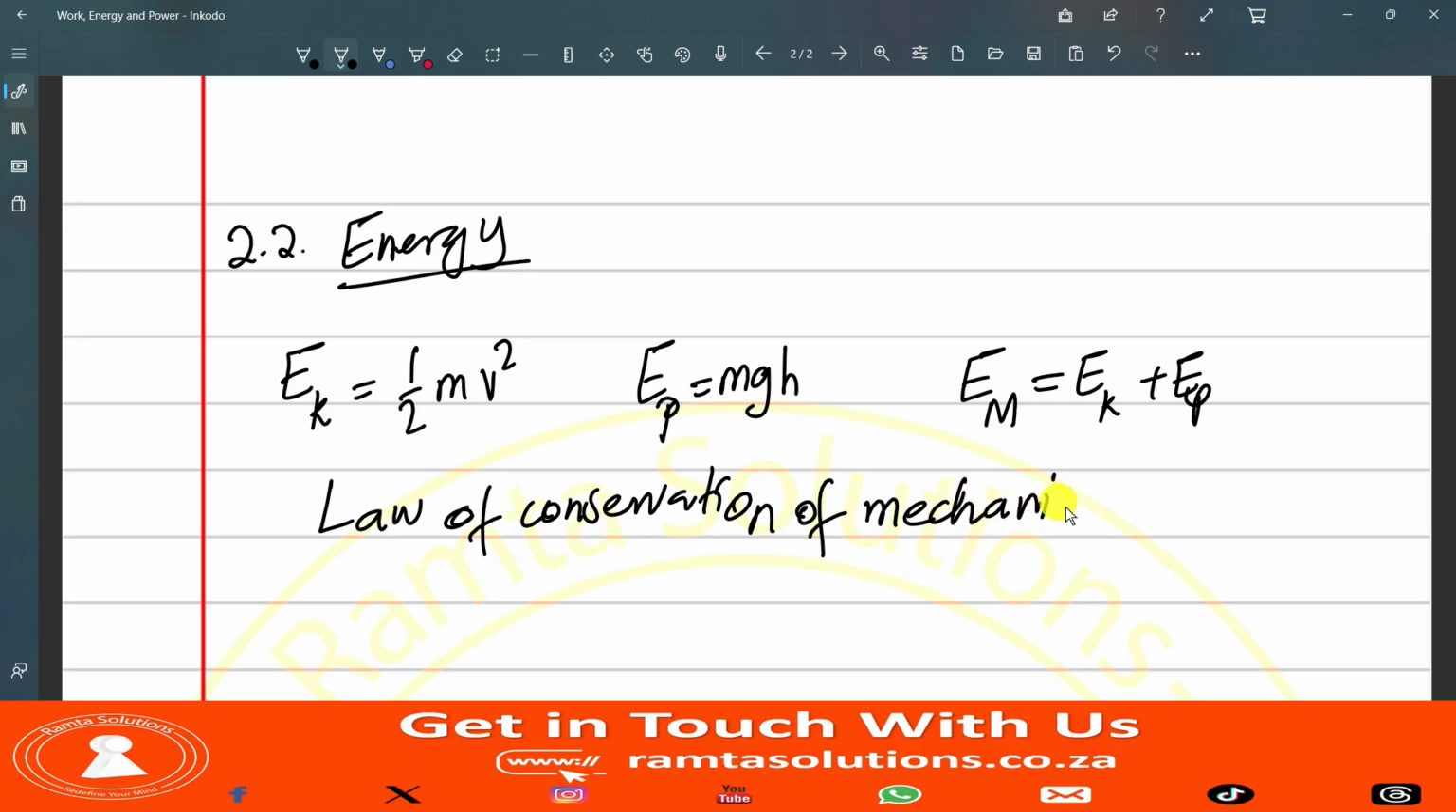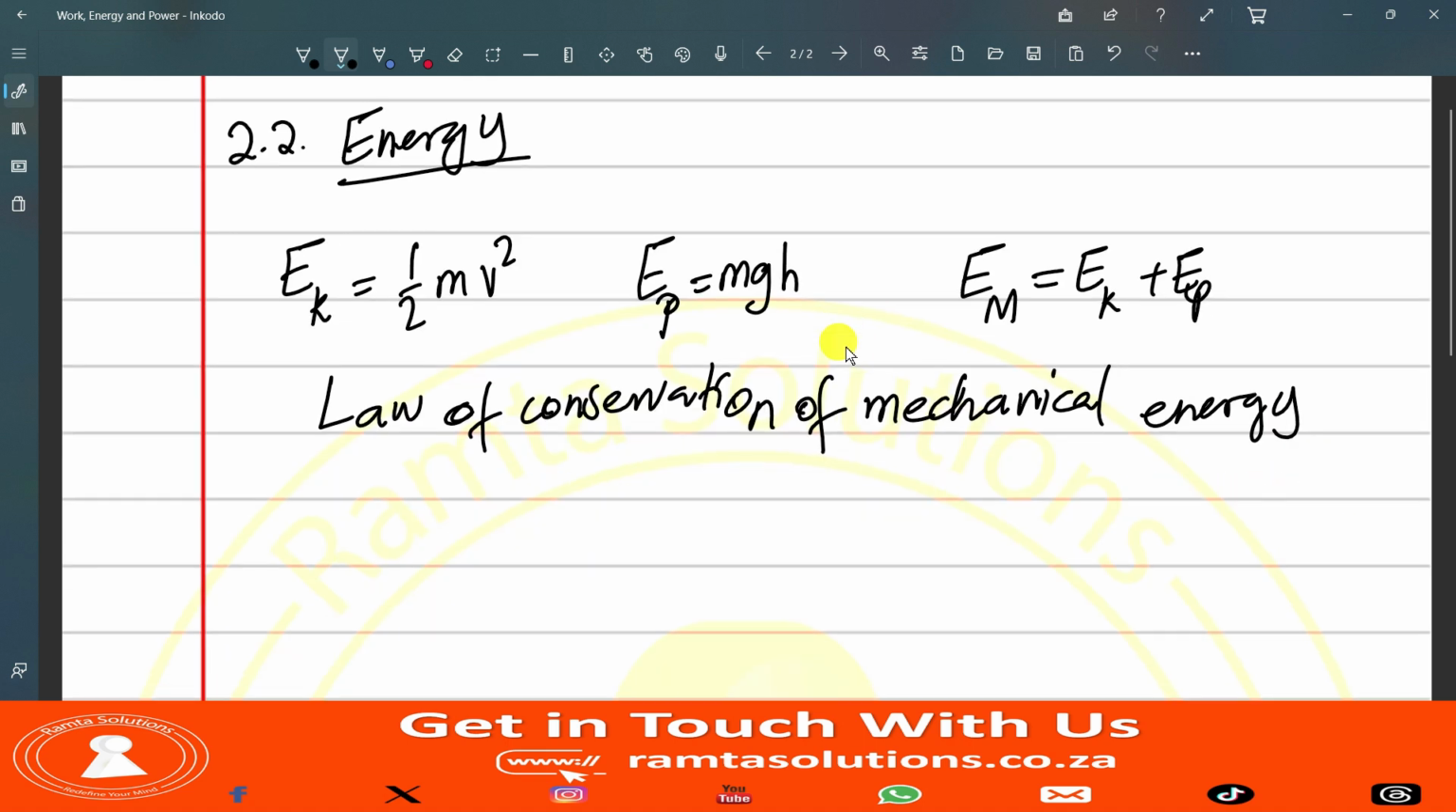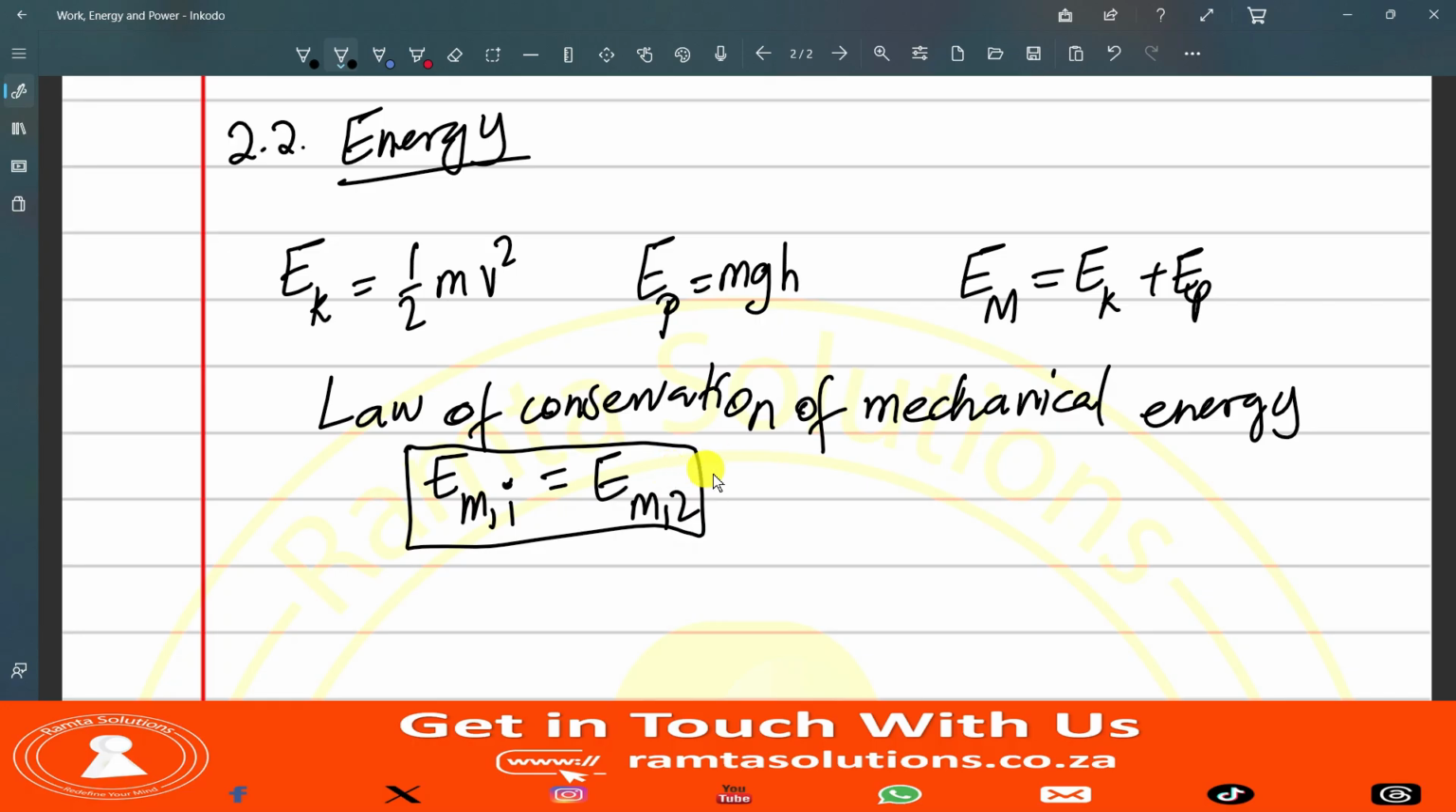Remember, we said mechanical energy of an object is the sum of kinetic and potential energies. So that means mechanical energy at one point is equal to mechanical energy at another point. Remember, this is only if the only force influencing the object or the motion is gravity. But if there's any other force except gravity, mechanical energy will not be conserved.